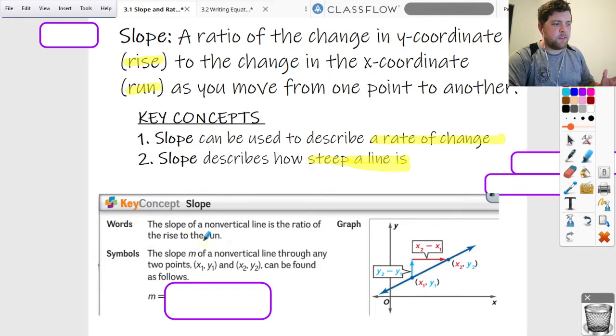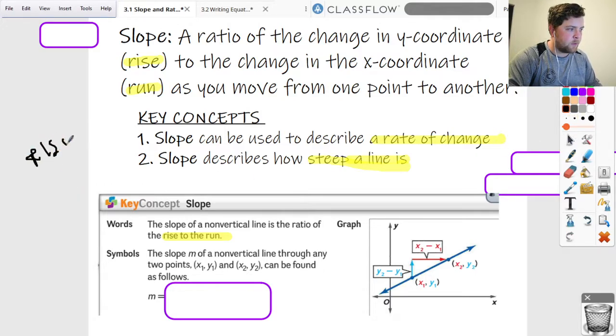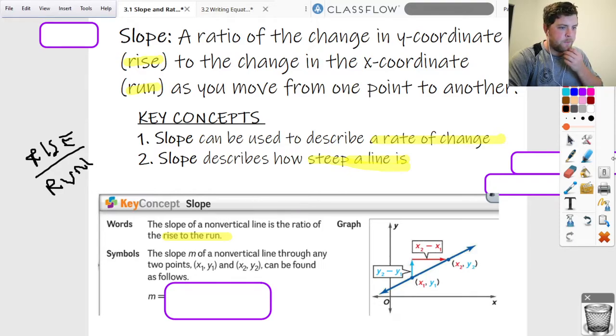The slope of a non-vertical line is a ratio that is rise to run. You might have also heard of it as rise over run. And you've also probably heard of it as the variable m.